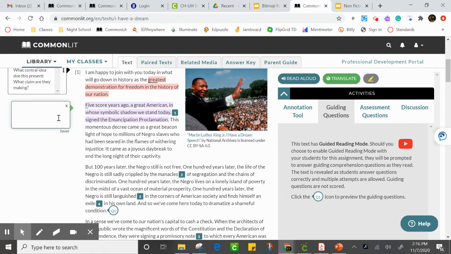So we would have to do one thing, which is identify it as an allusion. So I would say this allusion is used to support the claim that, help if I spell claim right.